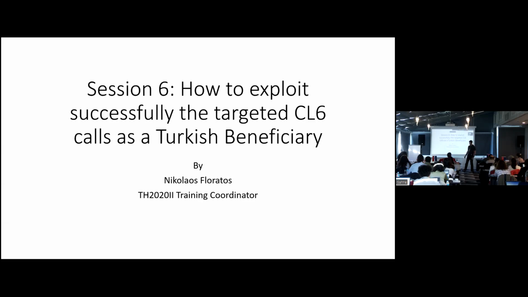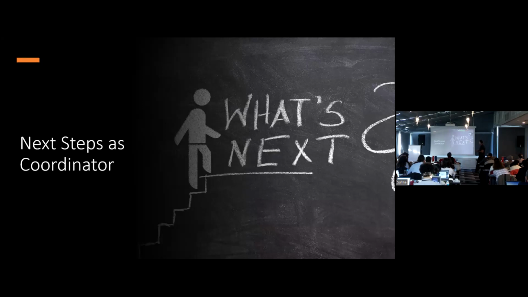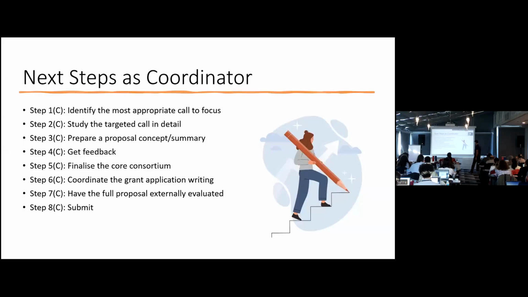Okay, so this is session 6: how to explore successfully the targeted cluster 6 calls as a Turkish beneficiary. Flavia already mentioned that, but I would like to have a little bit more focus and emphasize some of the things that she said. We have two approaches, as Flavia said. Some steps as coordinator, and then we will see similar steps as a partner or a potential partner. Let's see the steps in an outline here, and then we will see them one by one.